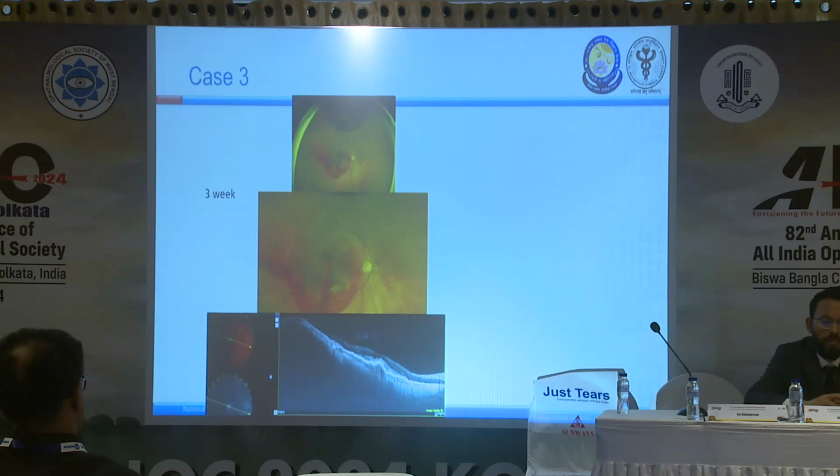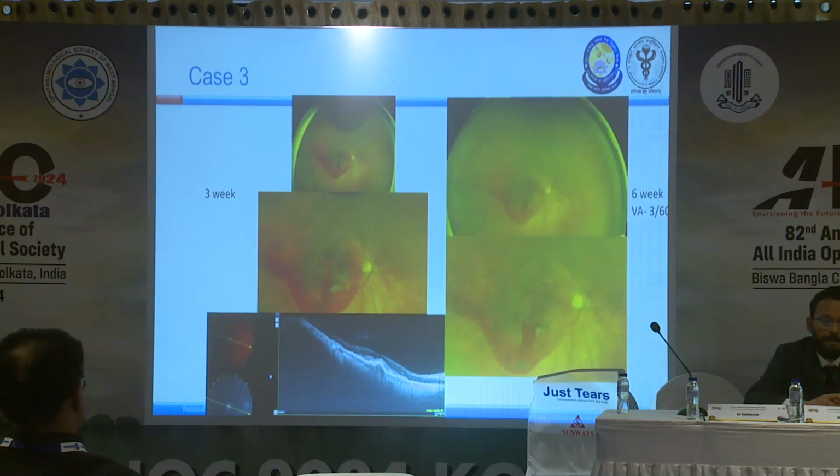So this is at 3 weeks. The bleed has come down heavily, and you can see there is a fibrovascular PED which is there. Till 6 weeks time, we could not find any further recurrence of any intraretinal or subretinal fluid or activity of the CNVM. So the best corrected visual acuity in this patient was 3/60 at 6 weeks.